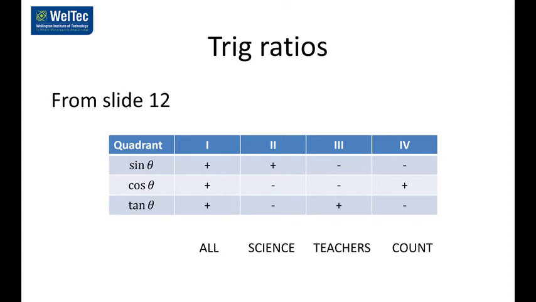In quadrant 3 only the tangent is positive, and in quadrant 4 only the cosine is positive. There are lots of ways you can remember that. I've always tended to remember it as "All Science Teachers Count", where this tells me that all the ratios are positive in quadrant 1, that sine is positive in quadrant 2, the tan is positive in quadrant 3, and that cosine is positive in quadrant 4. However you remember, it doesn't matter as long as you do remember.